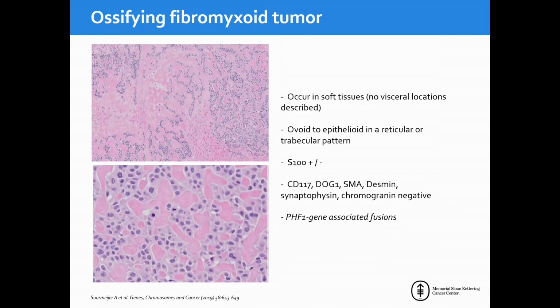One other thought we had, given that the osteoid-like area is not from a primary tumor setting but probably in a metastatic realm, was ossifying fibromyxoid tumor, which can also show a similar pattern of round cells with this distinctive osteoid-like material deposition. There have been no visceral locations described in this tumor so far. They only occur in the soft tissues, and they may or may not be positive for S100. They don't have a specific immunoprofile, and they're usually associated with PHF1 gene-associated fusions.